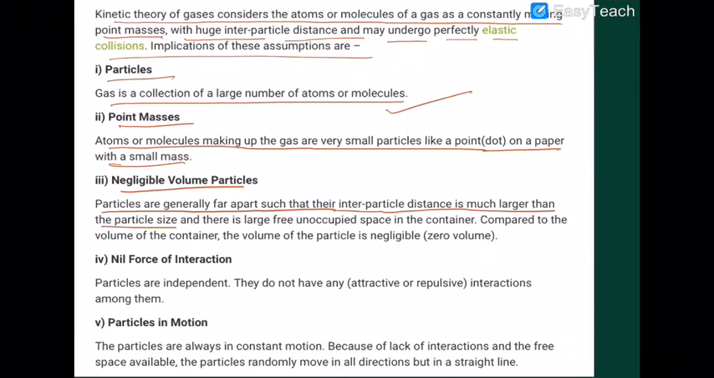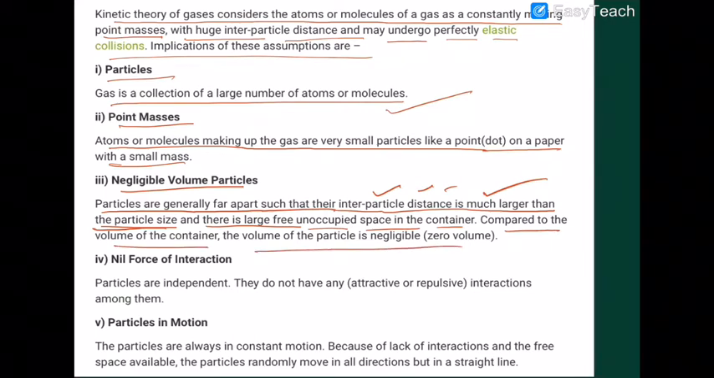I am repeating once more. Interparticle distance is much larger than the particle size. There is a large free unoccupied space in the container. Compared to the volume of the container, the volume of the particle is negligible. This is the main point. The volume of the size of the molecule is negligible in comparison to the volume of the container.